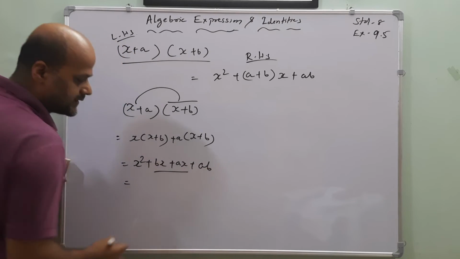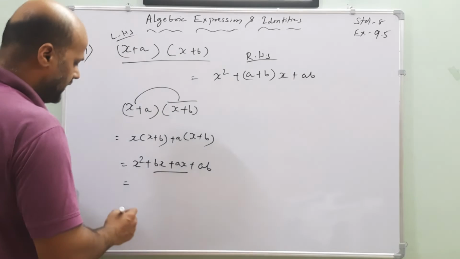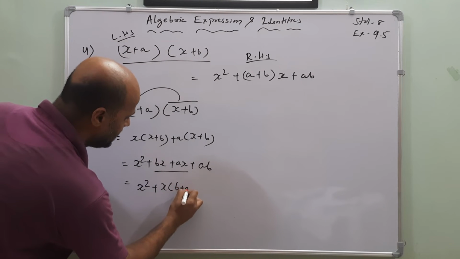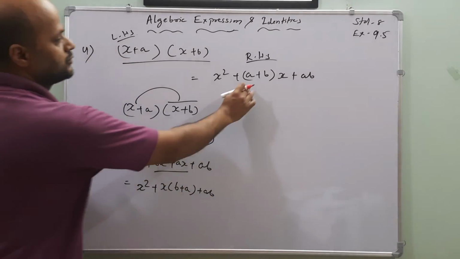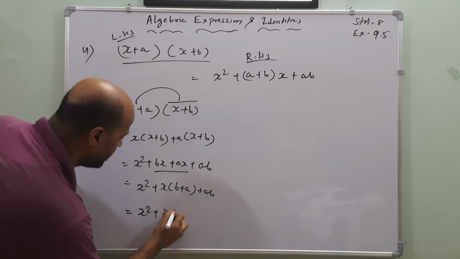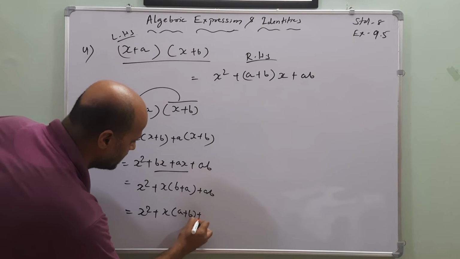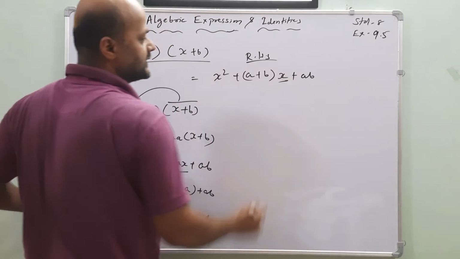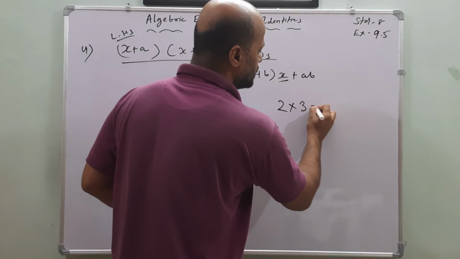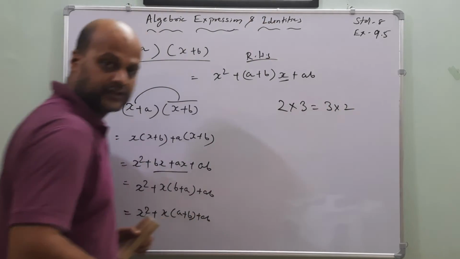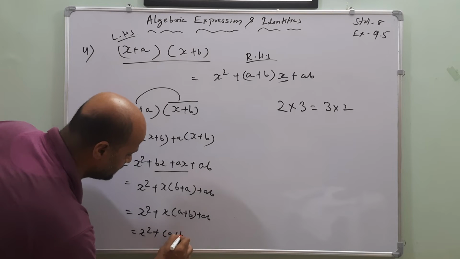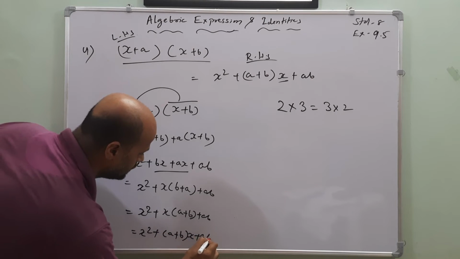Now in this case, which one is common here? Yes, very good, Aniket. x is common here. So b plus a, plus ab. But our formula is a plus b, so arrange it. x square plus a plus b into x. You may say, sir, you are putting your x on this side also. You know that 2 into 3 is equal to 3 into 2, yes or no? So arrange it again: x square plus a plus b into x plus ab.